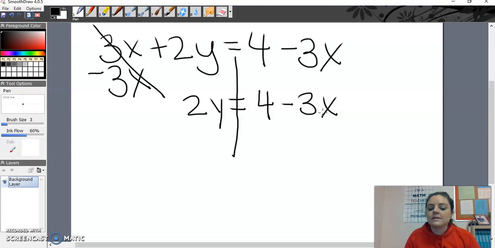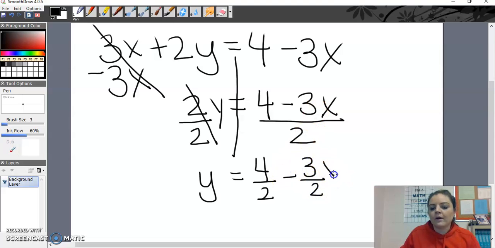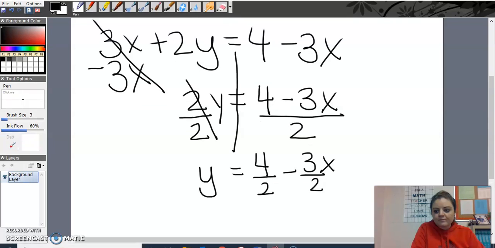Our y is still not by itself. It's being multiplied by 2 on this side of the equation. So we have to do the opposite. If we're multiplying by 2, we need to divide both sides by 2. So we're left with y equals. I want you to go ahead and break it into 4 divided by 2 and negative 3x over 2. This will make it easier for you.